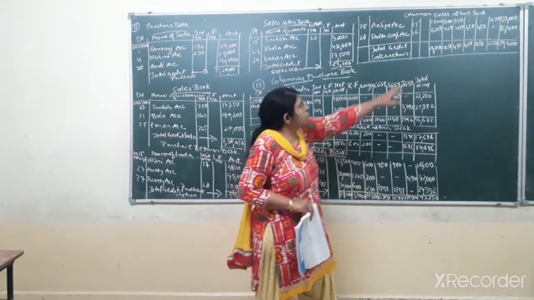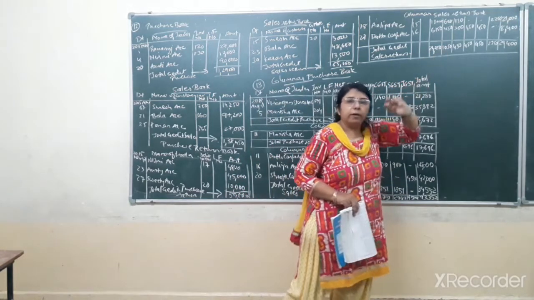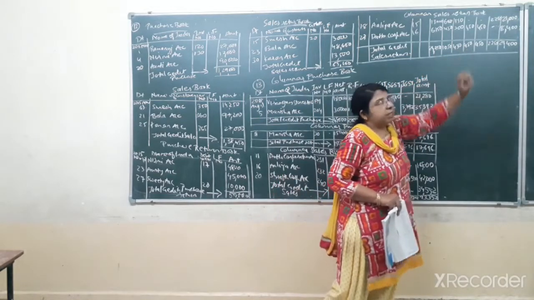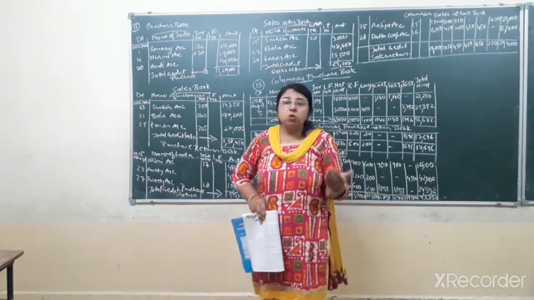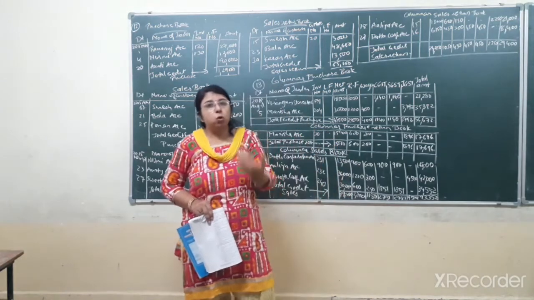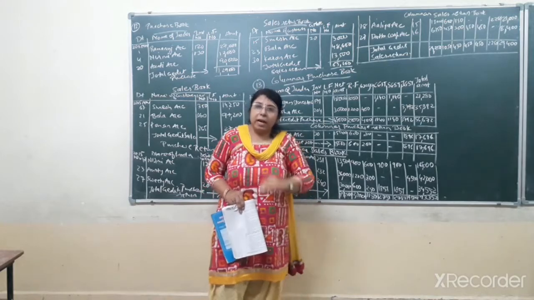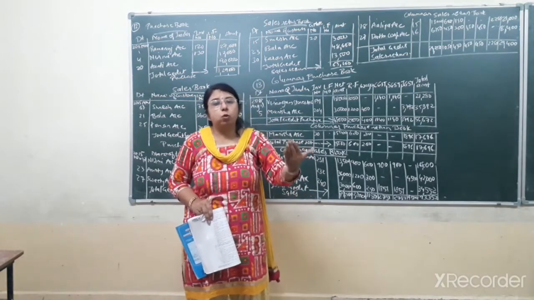So half of 4,500 would come to 2,250. And the total of all these four values would come to 21,000. Now, whatever goods we had purchased from Manisha, we had sold to Alia. From Alia, 50% of the goods are returned back to us. Now that 50% of the goods we are returning back to Manisha.